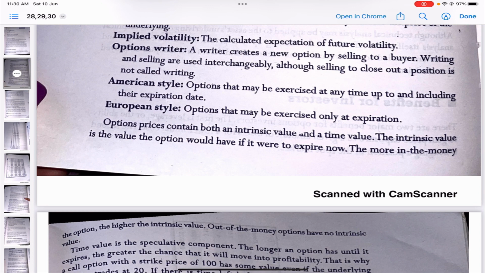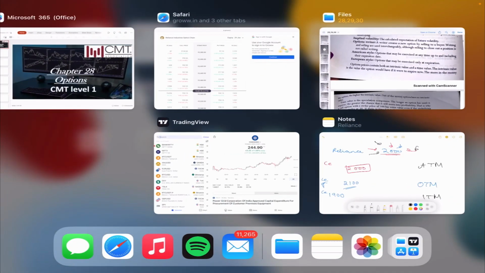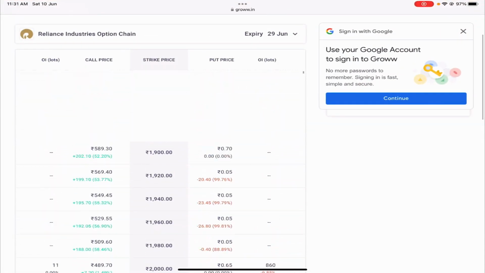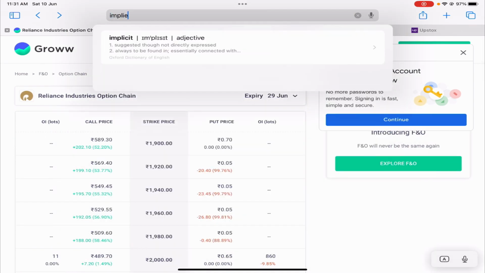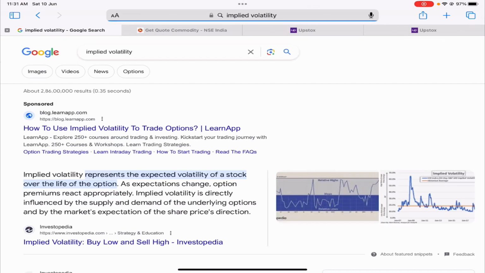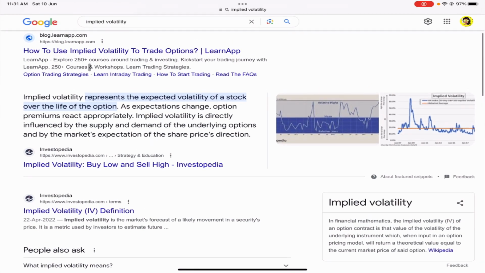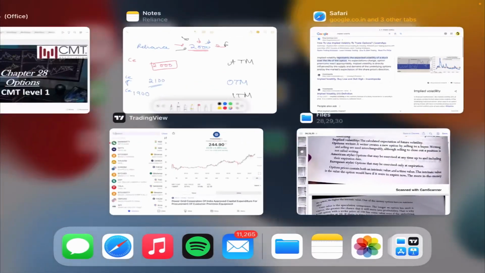Now we come to a very interesting concept, which is implied volatility. What is implied volatility? Implied volatility is the calculated expectation of future volatility. I will show you something else so you understand it better. Look at this Investopedia. It's my favorite website. Implied volatility represents the expected volatility of a stock over the life of the option. So how volatile is the stock? How will the volatility be in the future? That is something described by implied volatility.